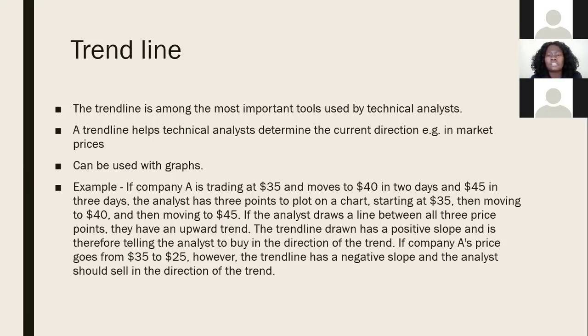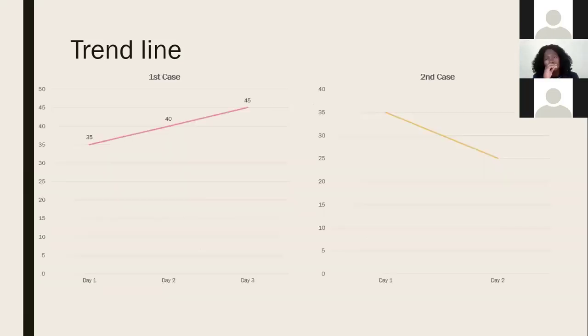If the analyst draws a line between all 3 price points, they have an upward trend, and the trend line has a positive slope. It is therefore telling the analyst to buy in the direction of the trend. But if company A's price goes from 35 to 25, the trend line has a negative slope, and the analyst should sell in the direction of the trend. So you have these slopes from 35, 40, and 45 for each day of trading.